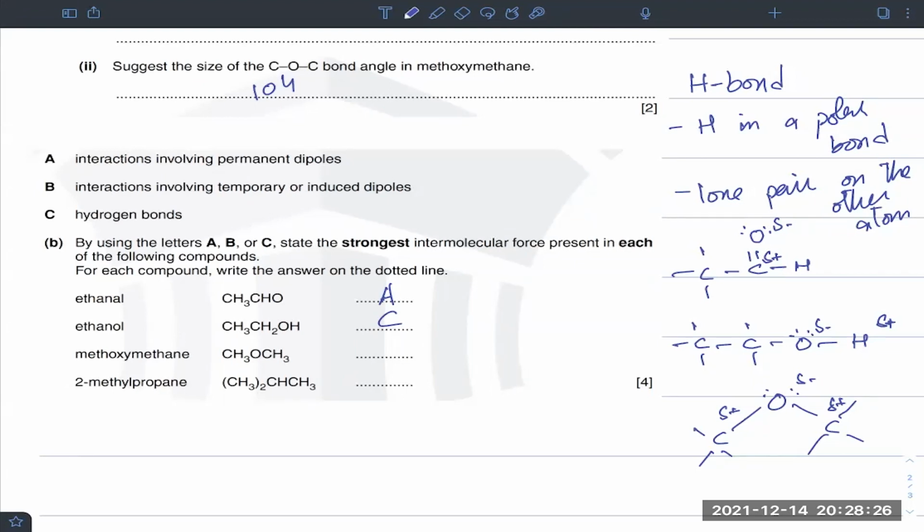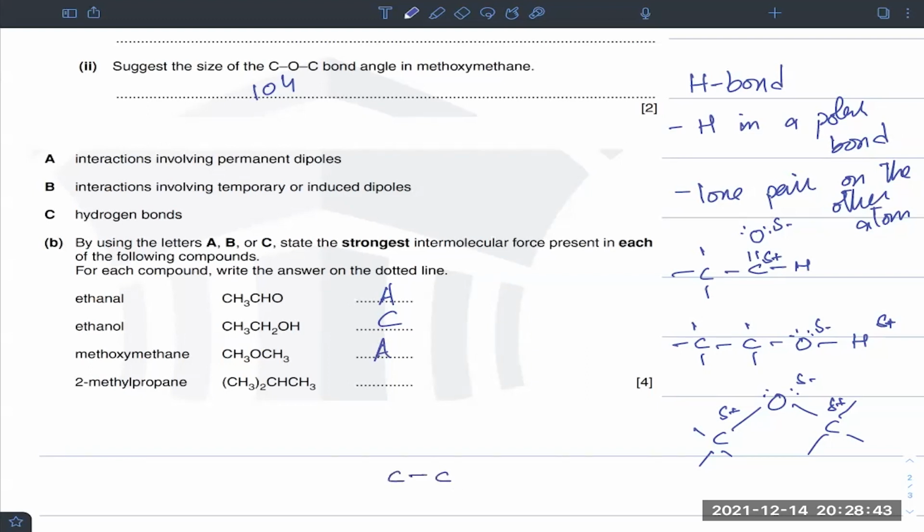But do you have permanent dipoles? Yes, we do, because there are dipoles here, because the oxygen carbon bond is polar. So that is the strongest bond that we have here.